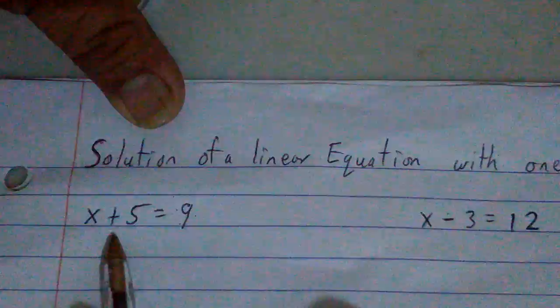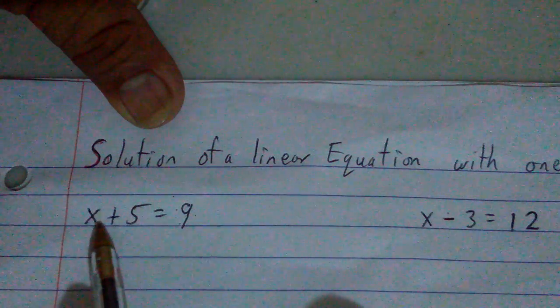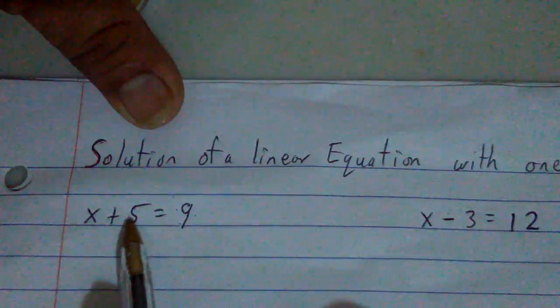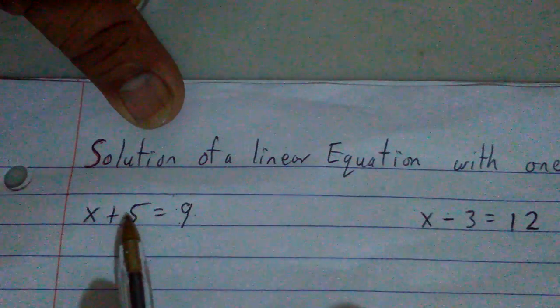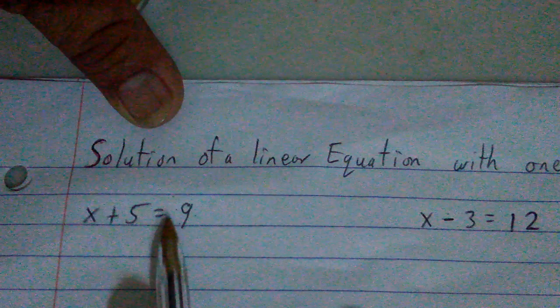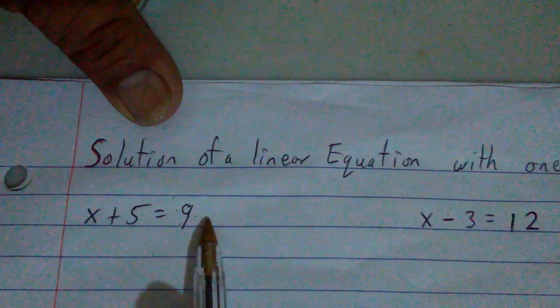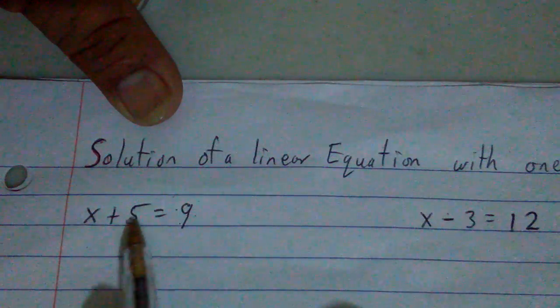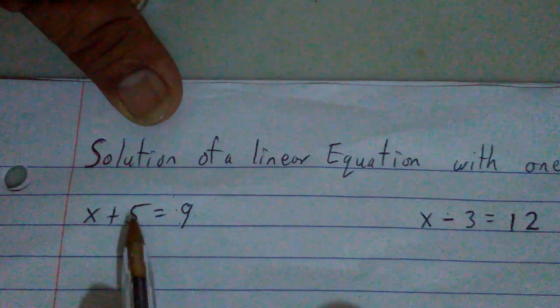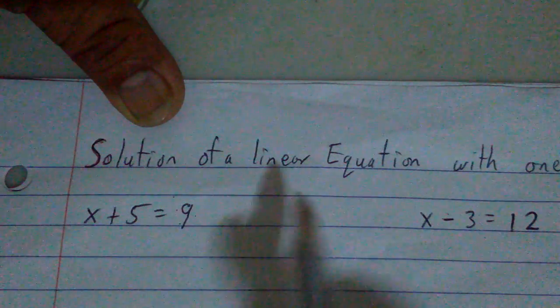Because we have a positive 5 here, we need to get rid of all the numbers on this side. We need x by itself. And the only way we can get rid of this positive 5 is to subtract 5 here. But since this is an equation, we need to do the same thing on the other side. So if we add on this side, we add on this side. If we subtract on this side, we subtract on this side, and of the same amount. So let's do our first step.